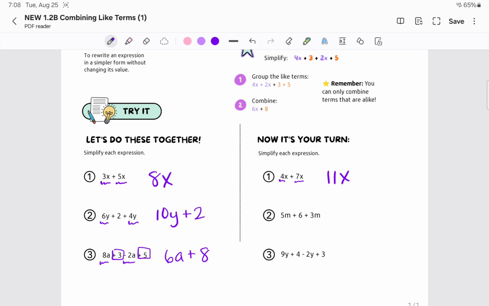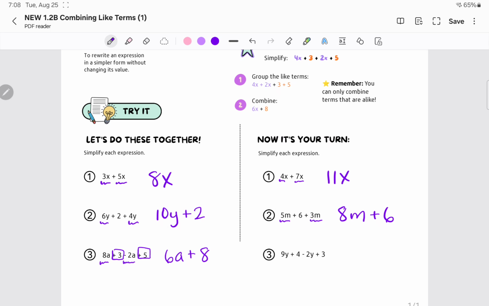For number 2, what are my like terms? I have 5m, and what's alike with 5m, what also has an m, this 3m over here. So 5m plus 3m gives me 8m. And I still have the plus 6, that's still there, so I have to add that on. And my final answer is 8m plus 6. I've combined everything that I can, so I'm done.